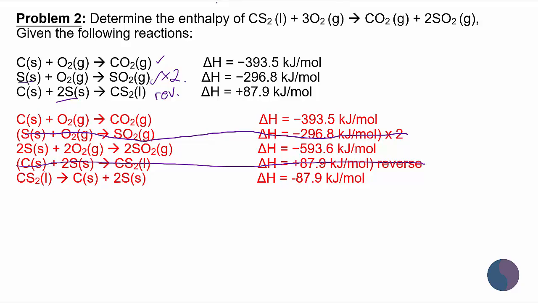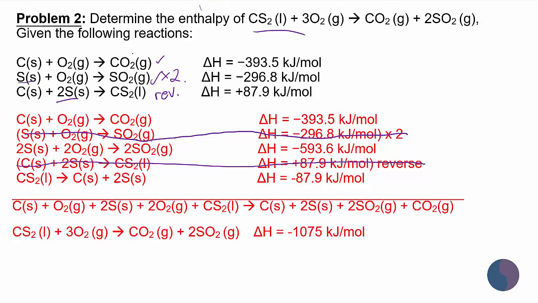And as long as they add up to this, I can add up the enthalpies also. So just have a careful look that I've put this down. So there's C and O, there's the 2S, there's the 2O2, and the CS2. They're all being brought down. Now here, the CO2 is over here, the 2SO2 is over here, and the C and the S are here. So they're all there. Now what can I cancel out?